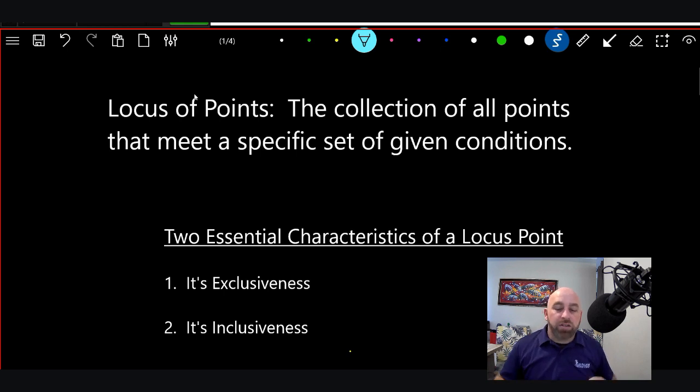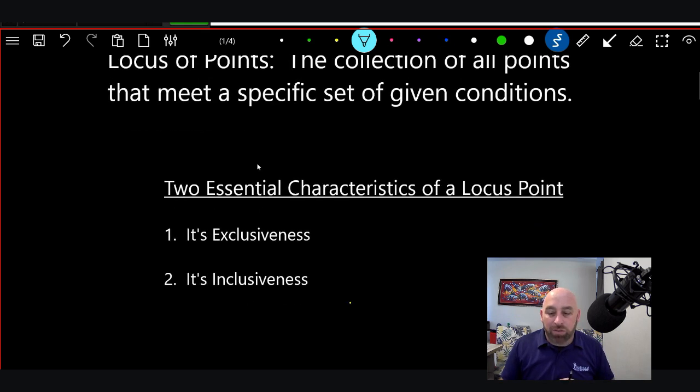We need to look at two what the book calls essential characteristics of a locus point. That means they must be part of it in order to be considered a locus point. The first one is its exclusiveness. When something is exclusive, that means it excludes. Okay, Mr. Steve, you can't use the definition in the word. Yes, I know that.